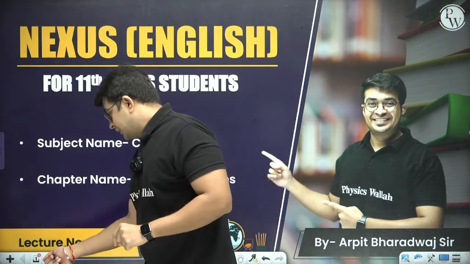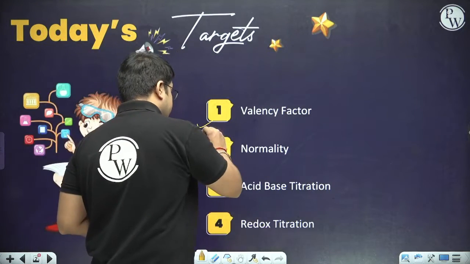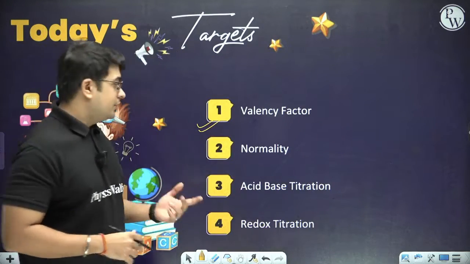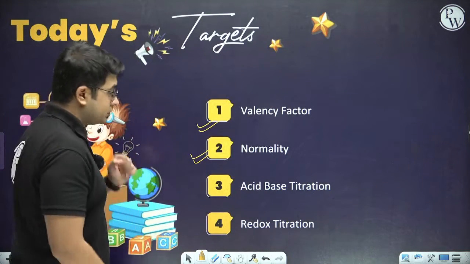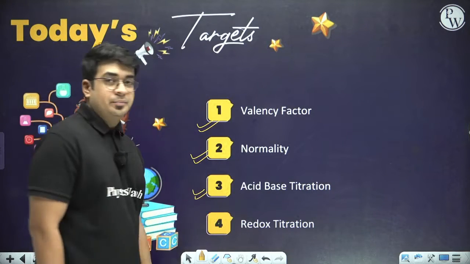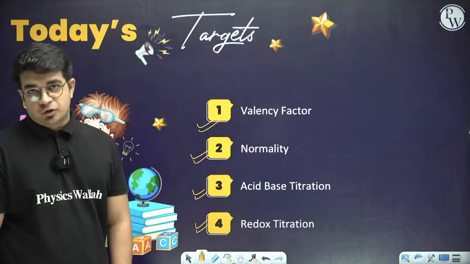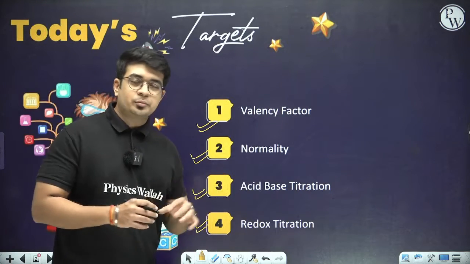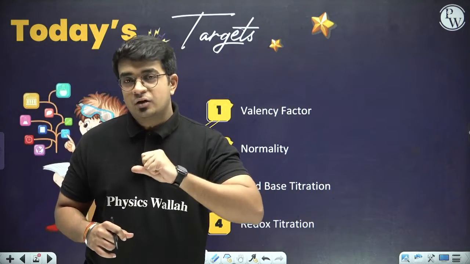The topics we are going to discuss in this session are, first, valency factor. Then we are going to discuss the concentration term which is highly specific in case of redox reactions, that is normality. Then we will discuss acid base titration, and the last part will be redox titration. This session is going to be very interesting, related to numerical analysis as well as the calculation part of equivalence.